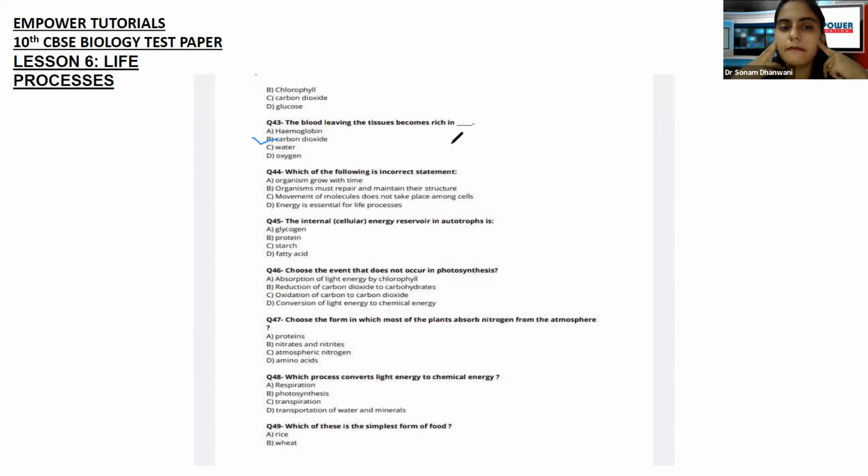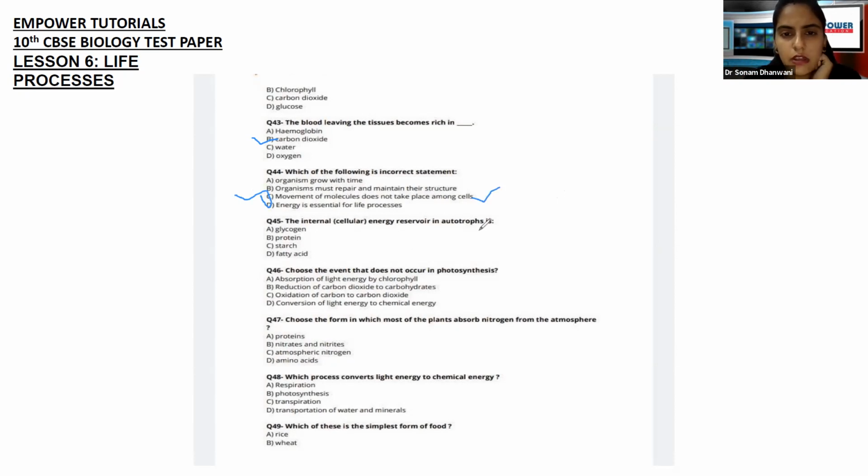What is wrong here? Movement of molecules does take place, right, within the cells. We have seen so much movement of water molecules, osmosis, diffusion. We have studied the stoma, and how water and potassium ions go inside and come outside. So that means there is movement of molecules, right? Here it is given that it does not take place, so it is an incorrect statement because it does take place. The answer is C. Okay. Yes. Next.